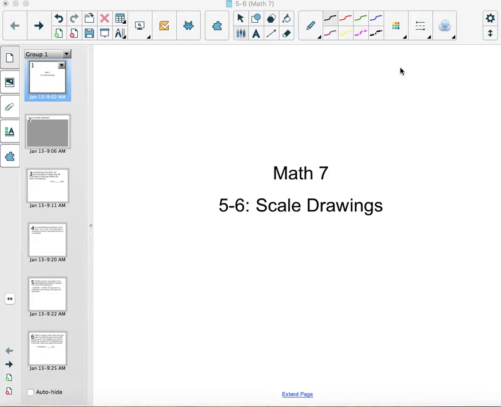We are going to be doing our own scale drawings next class. So making sure we understand this is important to be able to be successful next class.